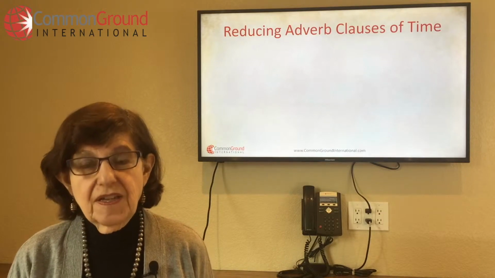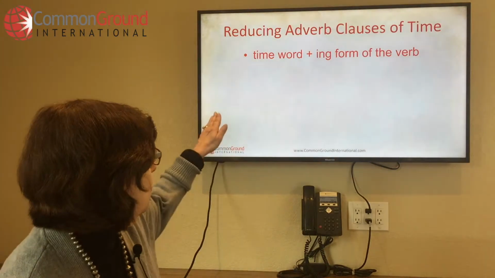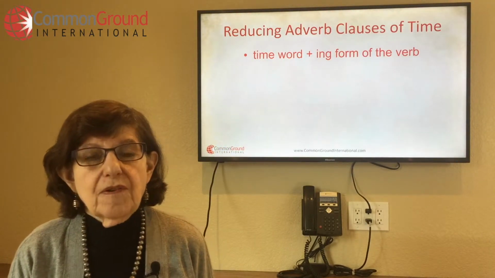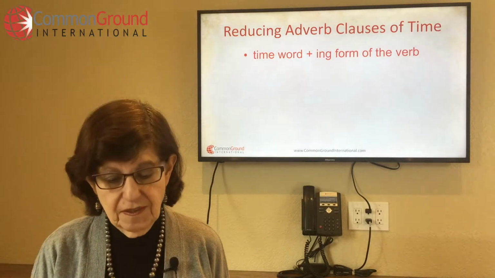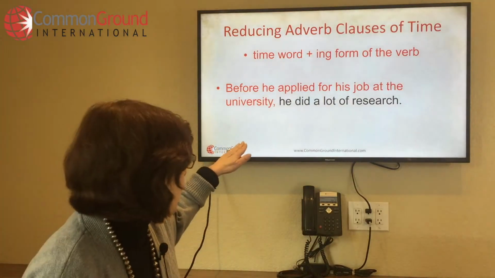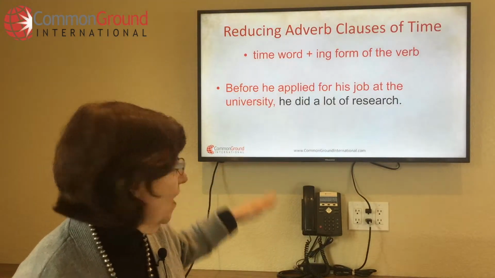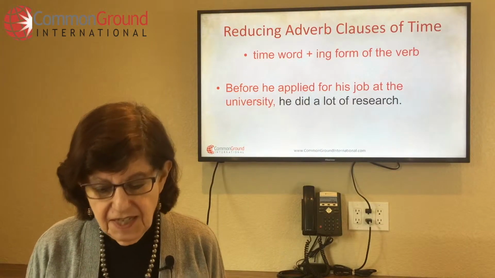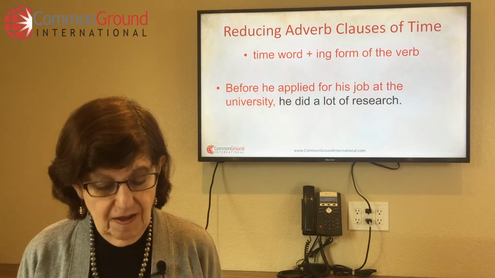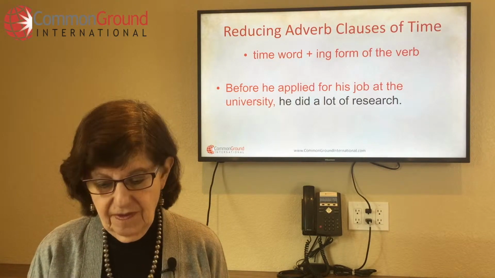Let's talk about reducing adverb clauses of time. We have a formula: a time word and the ing form of the verb. The time words we talked about: before, after, when, since. You're going to see a sentence with a regular adverb clause, then you'll see it reduced. Before he applied for his job at the university, he did a lot of research. When did he do this? The research before he applied. Before is the time word. He applied as the subject and verb.